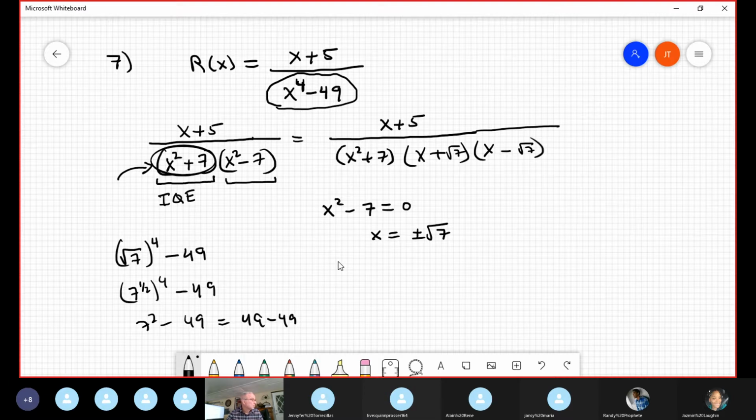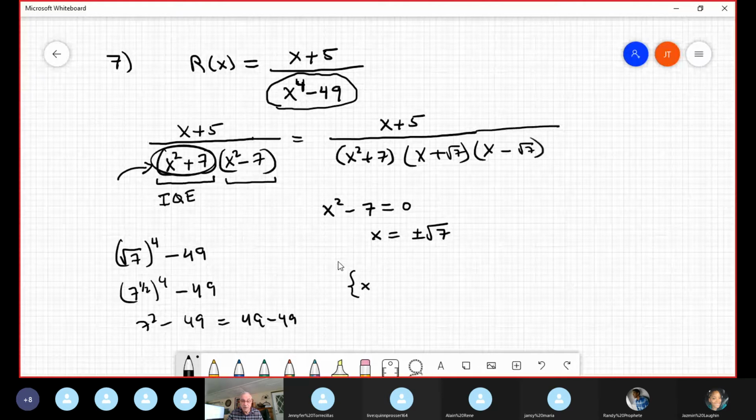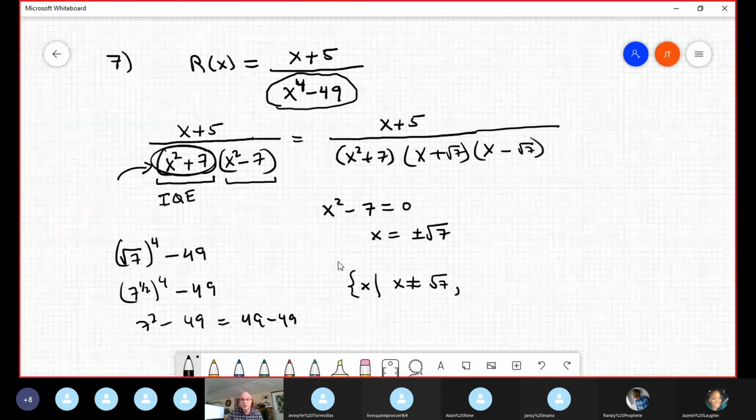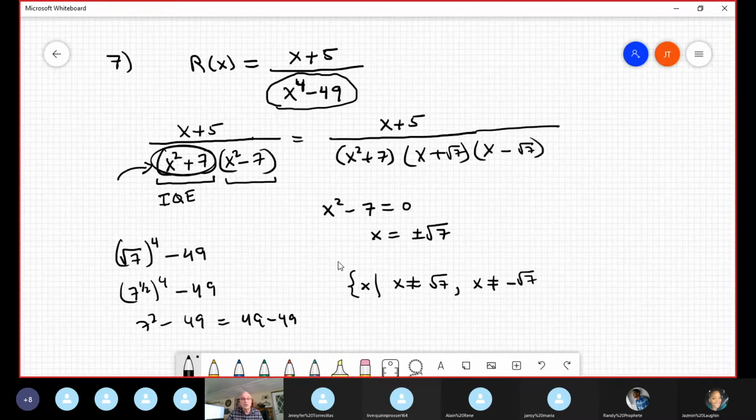What is the domain? Well, the domain is, let me express it like that. They want you to express it in this way. The x such that x not equal radical 7, comma, x not equal minus radical 7, and that's it, no? And that's it. Okay? Do you understand that the packet have mistake or no?